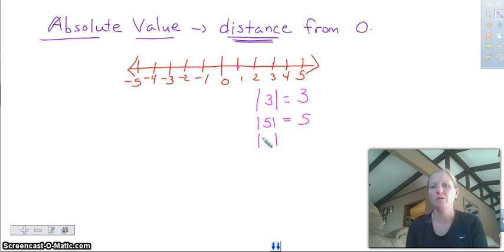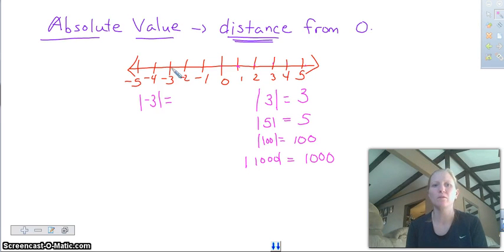The absolute value of 100 equals 100. The absolute value of 1,000 equals 1,000. Okay? That side's easy. Now let's look at the negative side. The absolute value of -3.